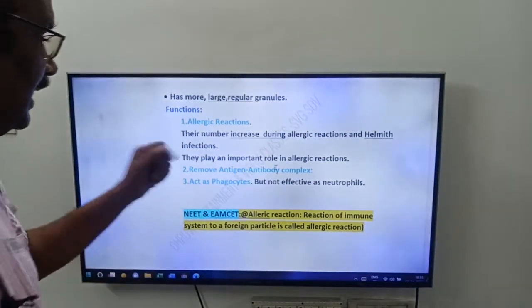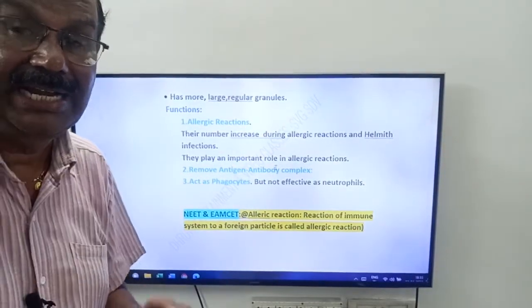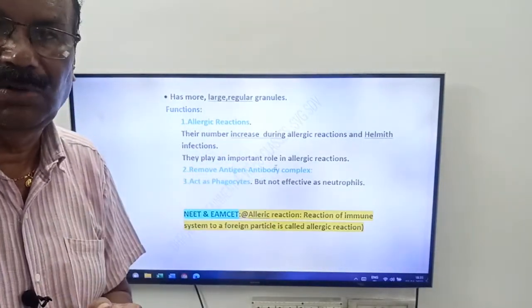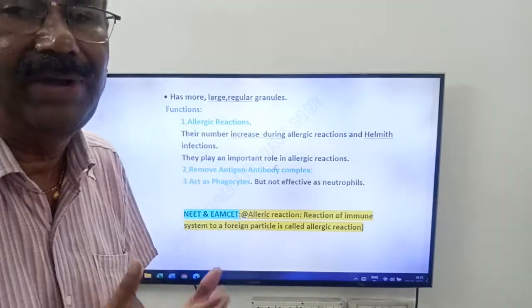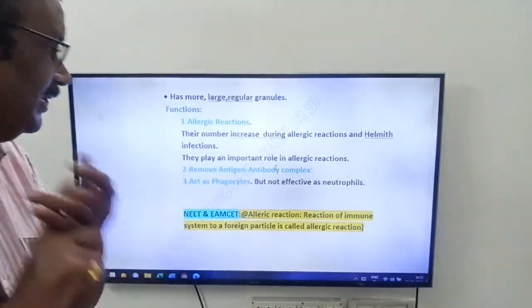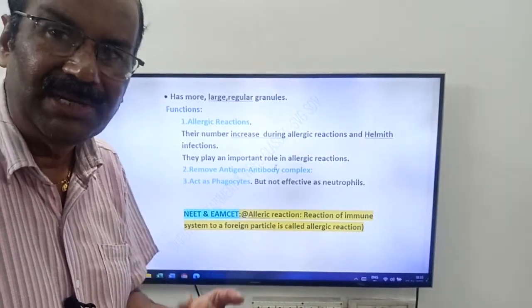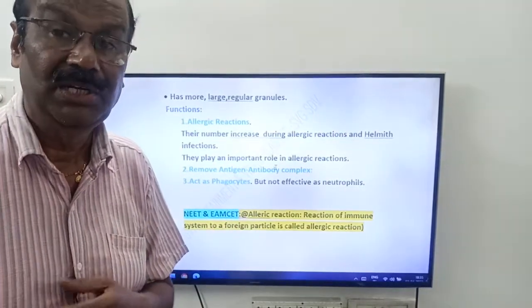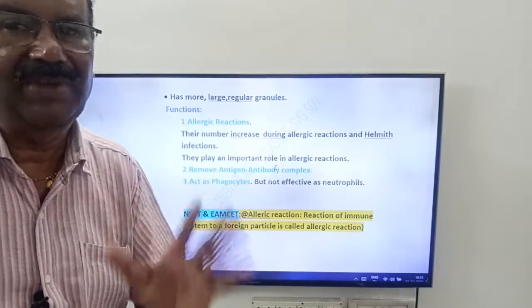Second one, they remove antigen-antibody complex. Very, very important. Third function, friends, they act as phagocytes, but not effective phagocytes. So here you have to remember three functions. Number one, allergic reactions. Number two, remove antigen-antibody complex. Number three, phagocytes, but not efficient phagocytes like neutrophils. Neutrophils are efficient phagocytes, but eosinophils are not that efficient.